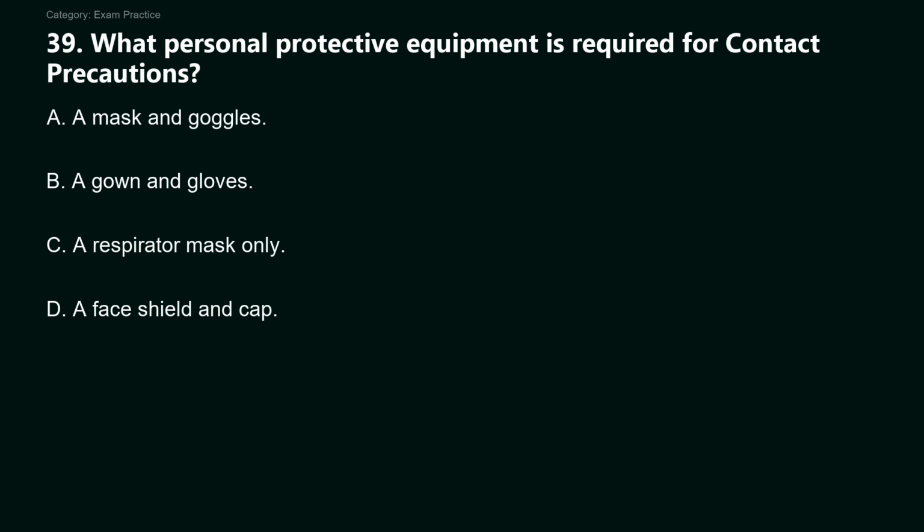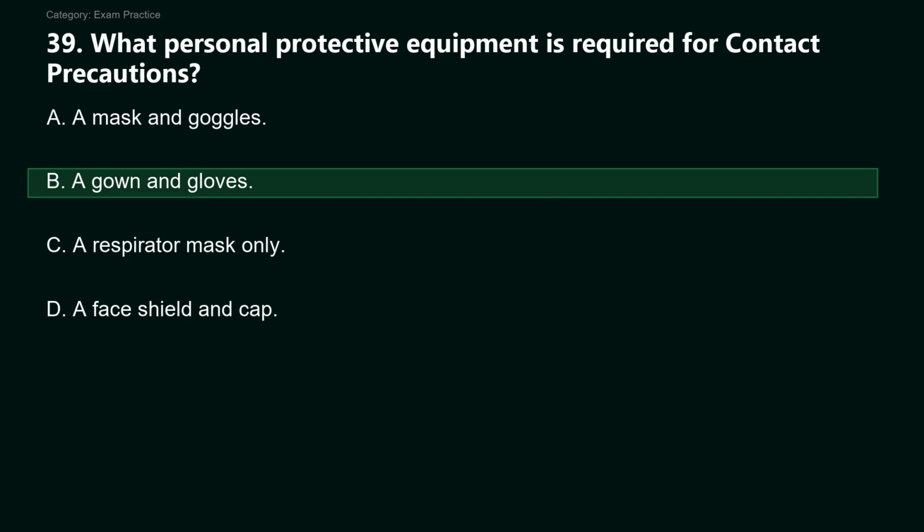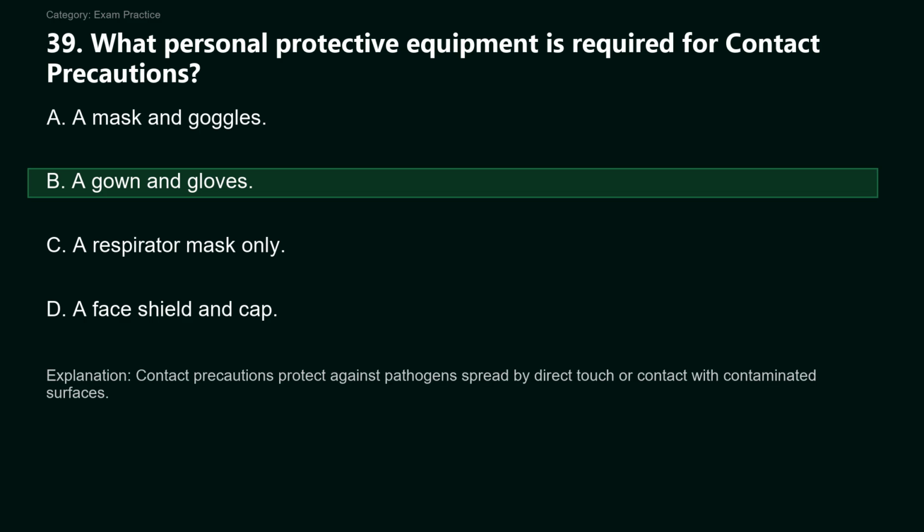Question 39. What personal protective equipment is required for contact precautions? Option A, a mask and goggles. Option B, a gown and gloves. Option C, a respirator mask only. Option D, a face shield and cap. The correct answer is option B, a gown and gloves. Contact precautions protect against pathogens spread by direct touch or contact with contaminated surfaces.